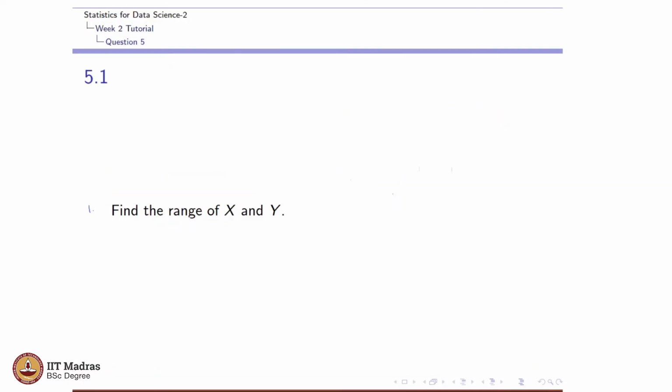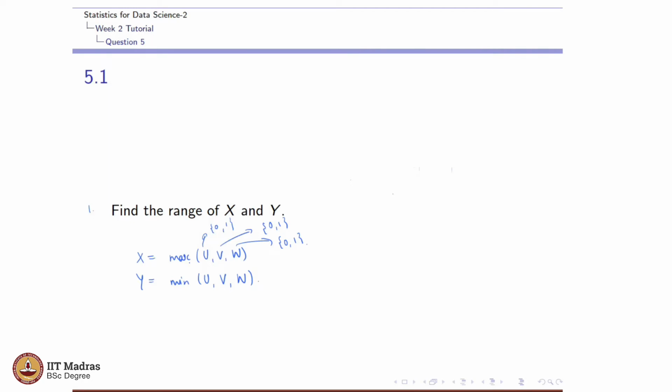So the first question that we have here is: find the range of X and Y. So what is X? X is the maximum of U, V and W. And what is Y? Y is the minimum of U, V and W. As each of U, V and W is a Bernoulli random variable, each of them will take values in {0, 1}.